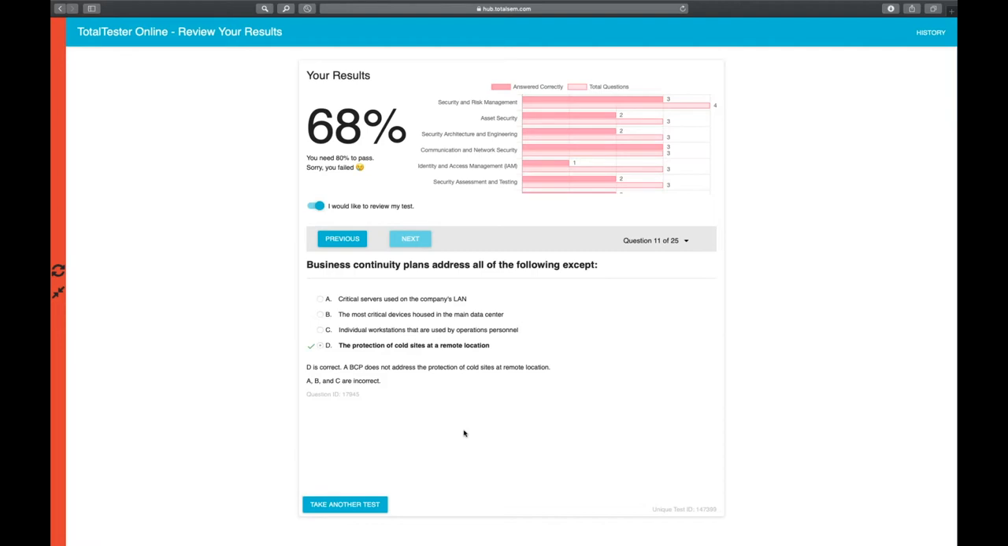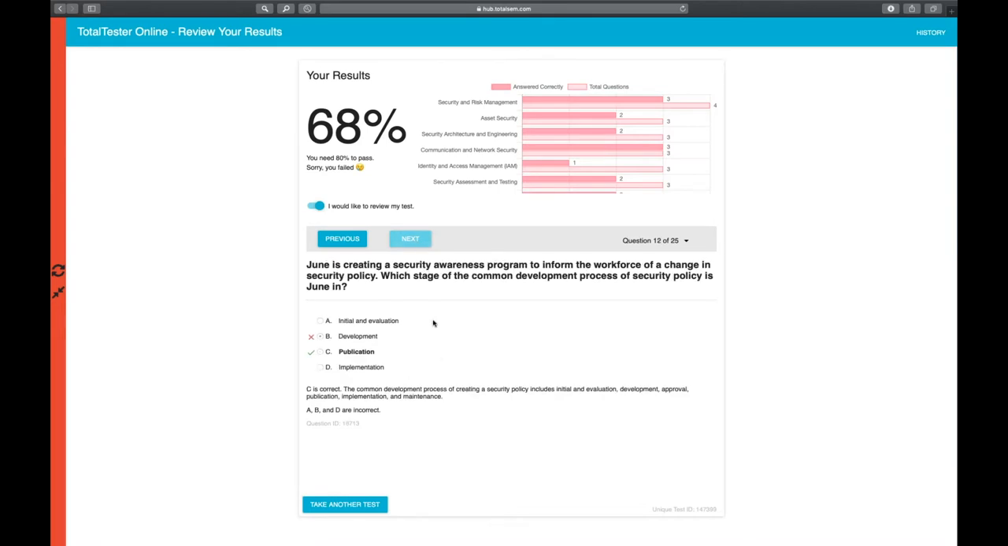Business continuity plans address all the following, except, yeah, we talked about that one. Publication: June is creating an awareness plan to inform her workforce. That doesn't mean she's ready to publish it. She's creating it. Which state? I think the keyword was of a change. I was thinking it was something else, like maintenance or updates. Yeah, but she's still creating it because of a policy change. She's creating the awareness program. The common development process of creating a security policy includes initial and evaluation, development, approval, publication, implementing, and maintenance.